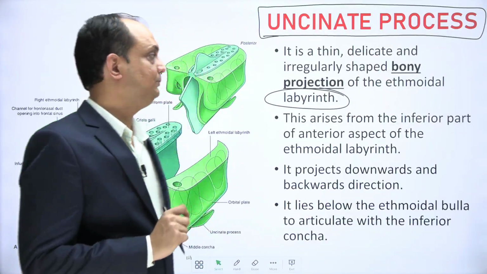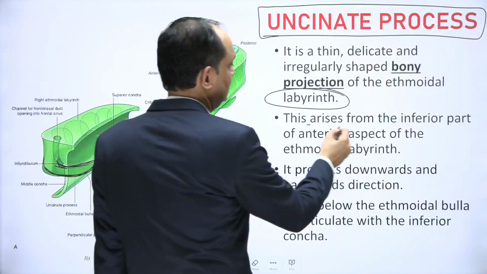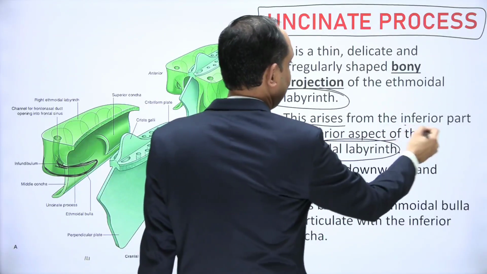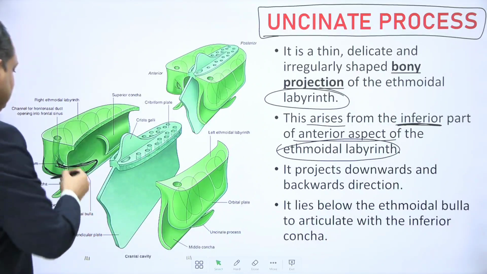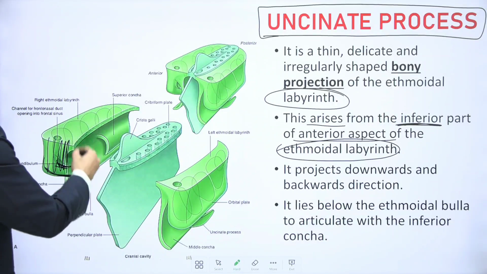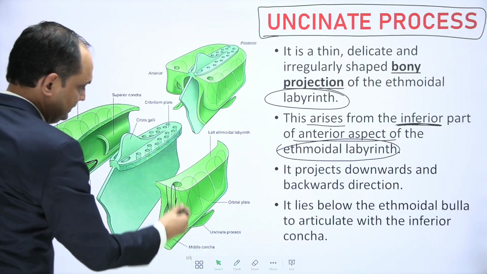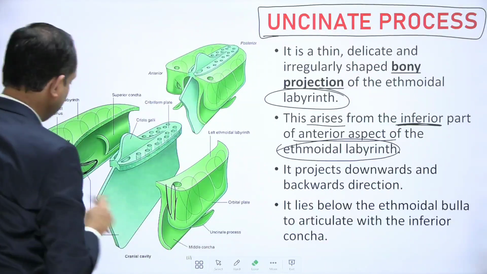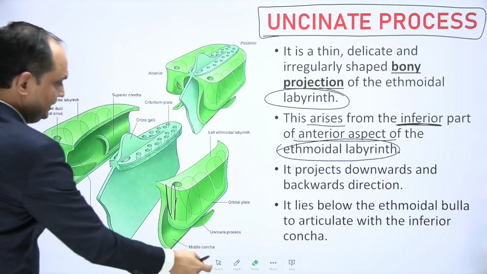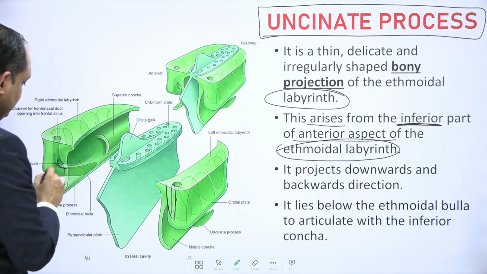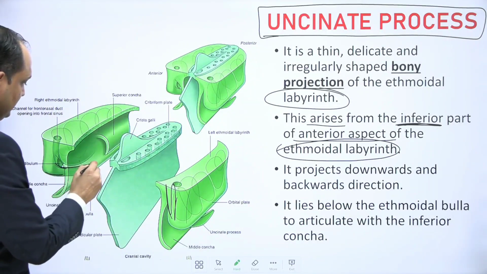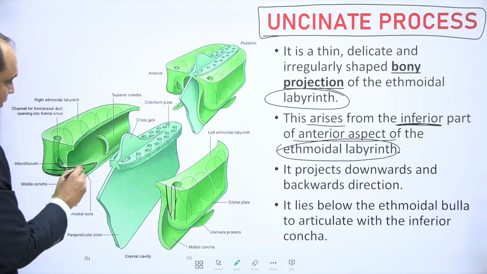First, the uncinate process arises from the anterior aspect of the ethmoid labyrinth in its inferior part. Now, here you can see this is the anterior aspect. From this inferior part of the anterior aspect, you have the attachment of the uncinate process. Now, this uncinate process then turns backward, in the posterior direction.